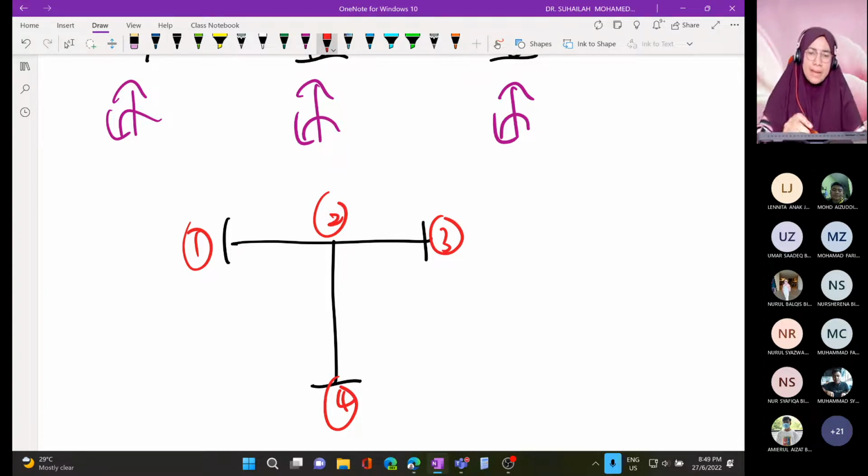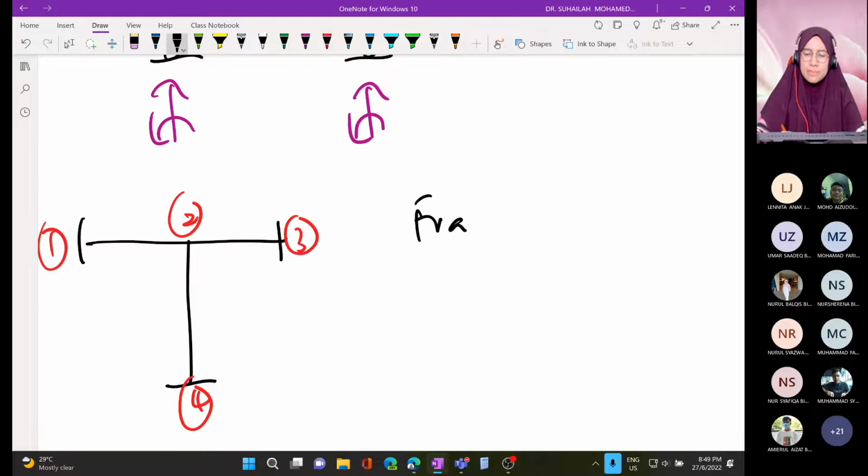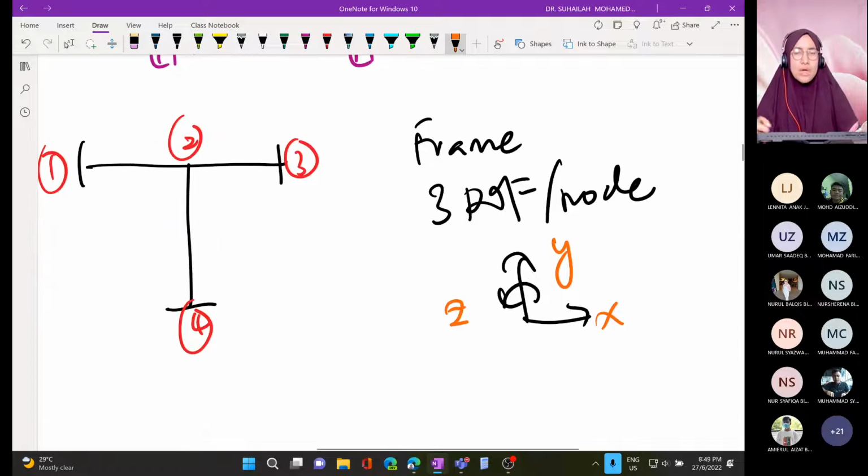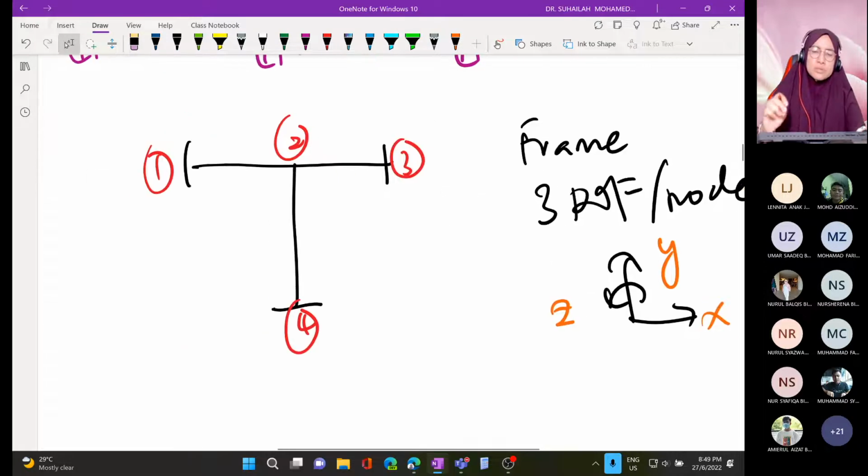Okay, in frame we have 3 degrees of freedom per node in X, Y, and Z direction, because the components are representing displacement and representing forces. It means that we have to put 3 DOF at each node. So we have to put 3 here.